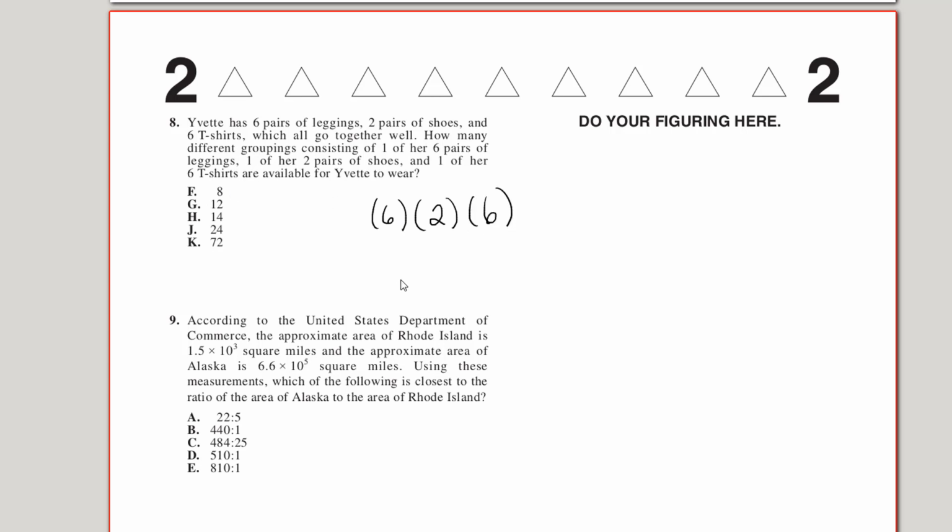This is a counting problem. When we have multiple ways to do different things and we're going to choose one of each, we're just going to multiply those together. The 6 times 2 times 6, and that gives us 72, which is answer choice K. We just multiply those different options.